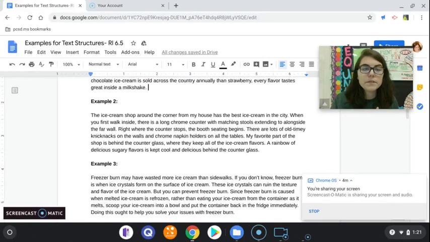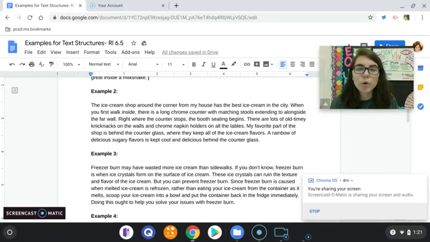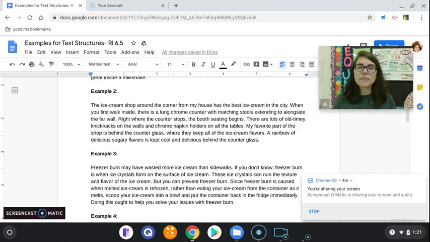Okay, so example 2. The ice cream shop around the corner from my house has the best ice cream in the city. When you first walk inside, there is a long chrome counter with matching stools extending alongside the far wall. Right where the counter stops, the booth seating begins. There are lots of old-timey knickknacks on the walls and chrome napkin holders on all the tables. My favorite part of the shop is behind the counter glass where they keep all of the ice cream flavors. A rainbow of delicious sugary flavors is kept cool and delicious behind the counter glass.